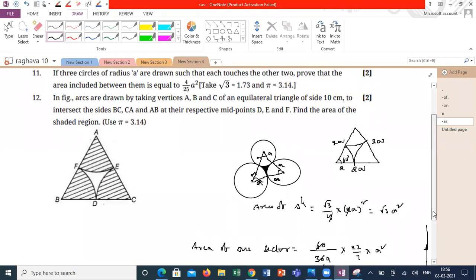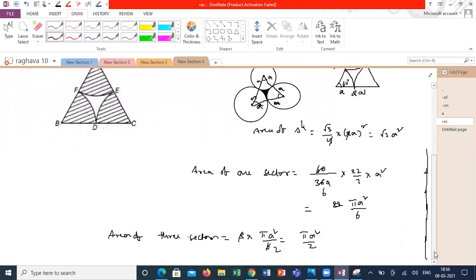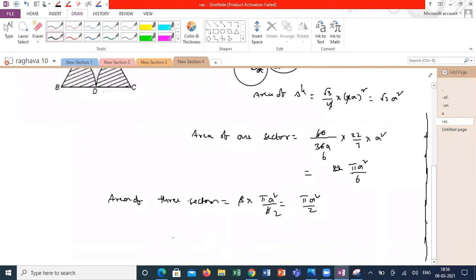But we are not getting 4 by 25 a square. Okay, after substituting the values, you are getting that, Niranjan. Am I right? Yes, sir. This will be root 3 a square minus pi a square by 2. So a square into 2 root 3 minus pi by 2. Am I right?